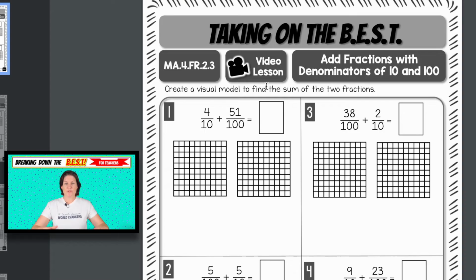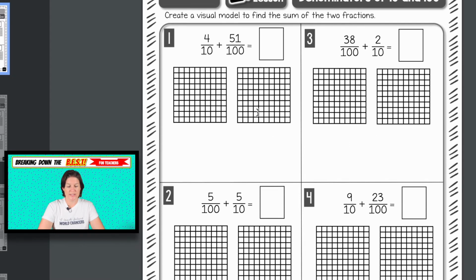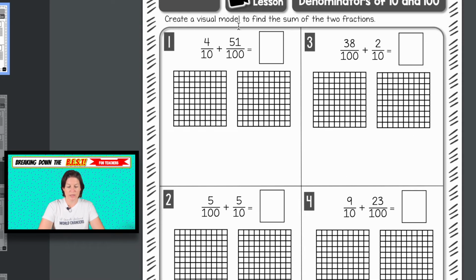Okay, your silver plan, if you click here, and go to your printables. The silver plan includes the video lessons that are available on the bronze page, and it also has extra practice with a few other resources too. So here's the video lesson. This is the same thing that you'd find on your bronze page. Students can take down their notes. It says to create a visual model to find the sum of the two fractions. So this is part of that exploration part. We're shading in, what does 4 tenths look like? What does 51 tenths look like? And then let's add them together to see.